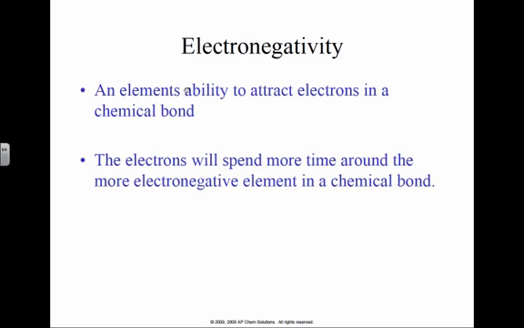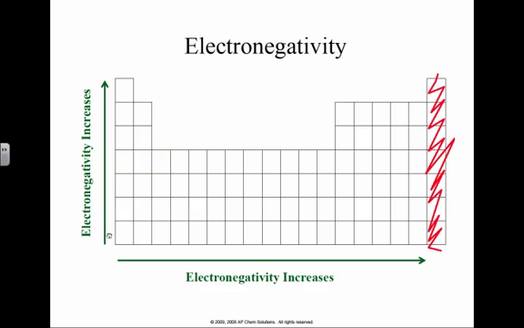Electronegativity is the element's actual ability to attract electrons in a chemical bond. The electrons will spend more time around the more electronegative element. That increases going this way and up, except for the noble gases, because obviously they don't tend to attract electrons.